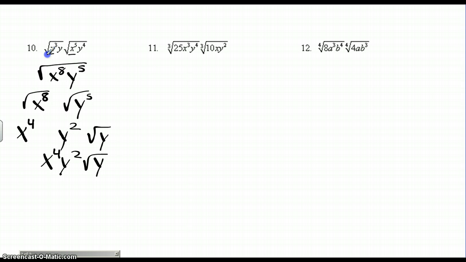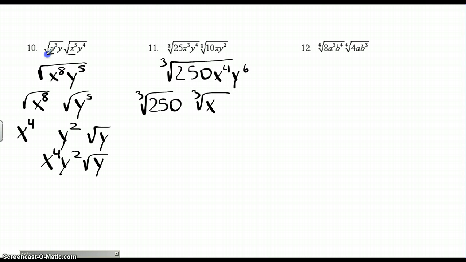Okay, number 11. I have the cube root of 25, x cubed, y to the fourth, times the cube root of 10, xy squared. So I'm going to multiply the two terms together just like I did in problem 10. And now I have the cube root of 250, x to the third times x gives me x to the fourth, and y to the fourth times y squared gives me y to the sixth. Okay, now I'm going to break it off into three easier problems. So the cube root of 250, the cube root of x to the fourth, and the cube root of y to the sixth.